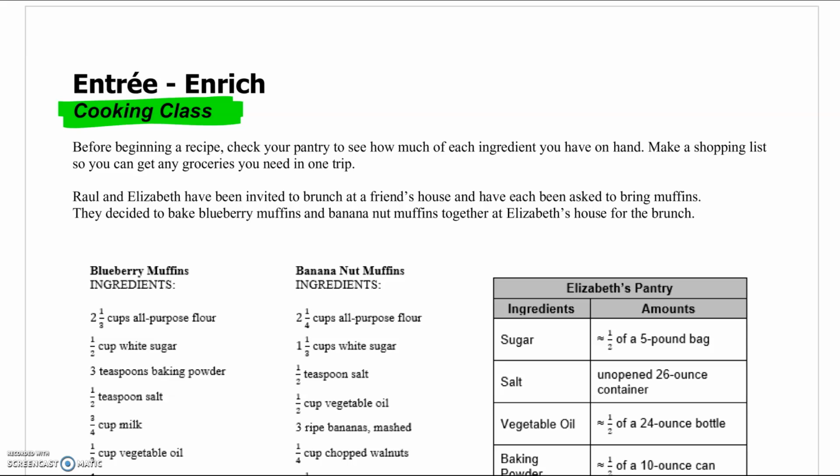So before beginning a recipe, you want to check your pantry, like where you keep your food, to see if you have the ingredients that you need. And then make a shopping list so you can get all the groceries that you need once you go to the store. So, our little story. Raul and Elizabeth have been invited to brunch at a friend's house and have been asked to bring muffins. They decided to bake blueberry muffins and banana nut muffins together at Elizabeth's house for the brunch.